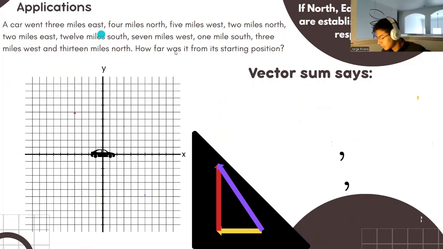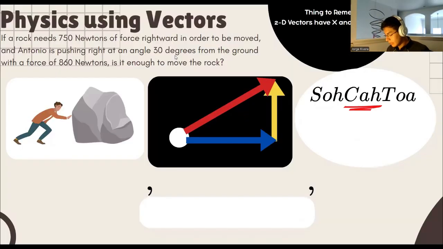So physics using vectors. All right. So if a rock needs 750 newtons of force rightward in order to be moved, and Antonio is pushing right at an angle 30 degrees from the ground with a force of 860 newtons, is it enough to move the rock? So Antonio here, he's pushing this rock, he's pushing really hard, and this rock needs 750 newtons of force to be going this way.